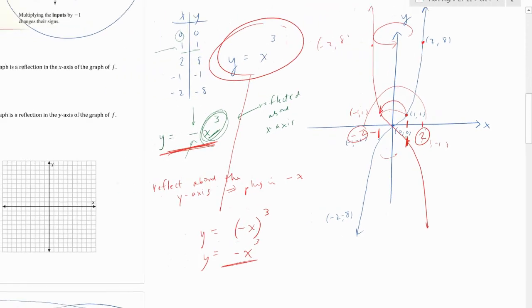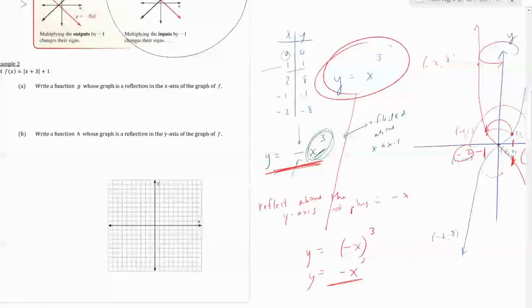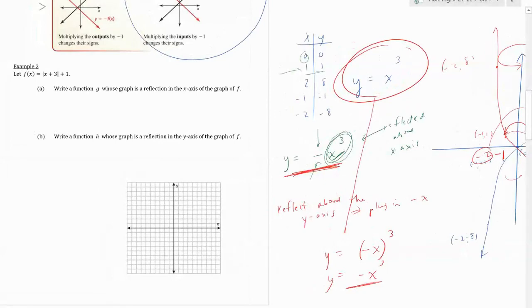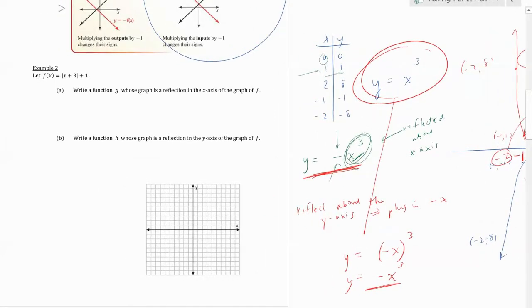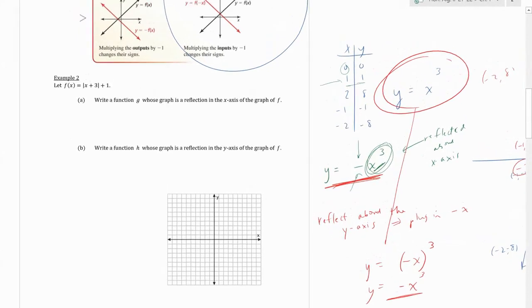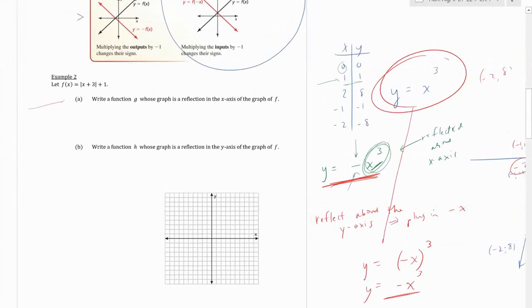So if you ever want to know what's going to happen if we reflect it over the y-axis, or what the equation is going to look like, let's see, what do we do right here? Write a function h whose graph is a reflection in the y-axis of the graph of f. So we're going to say, all right, then h of x, I want to take the regular old function and see what happens when I plug in the opposite x. Okay, so I'm going to come back up here.